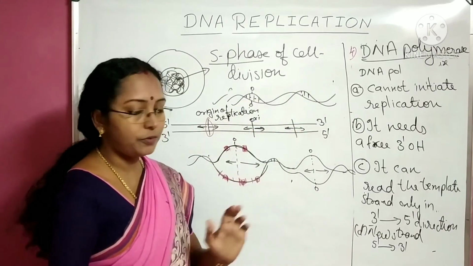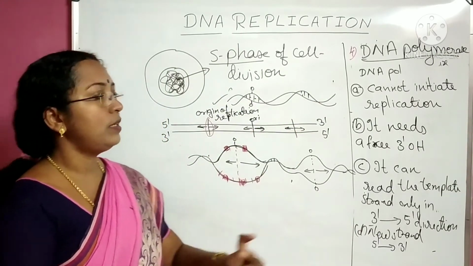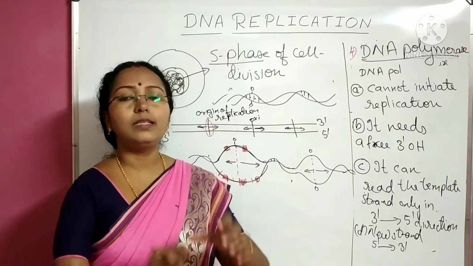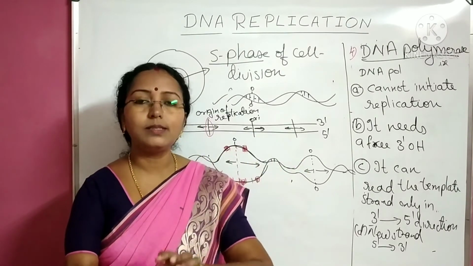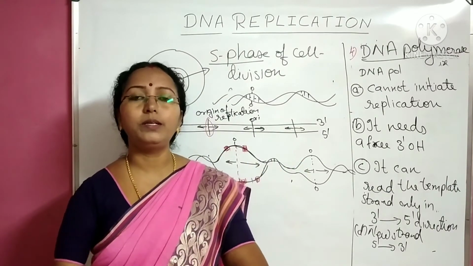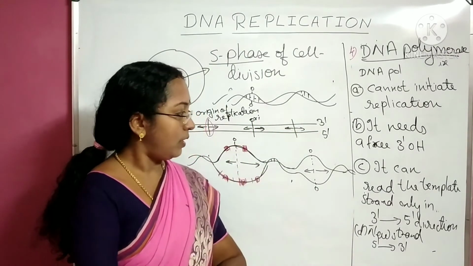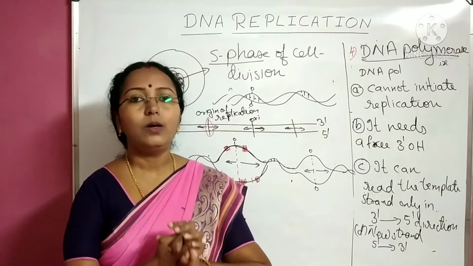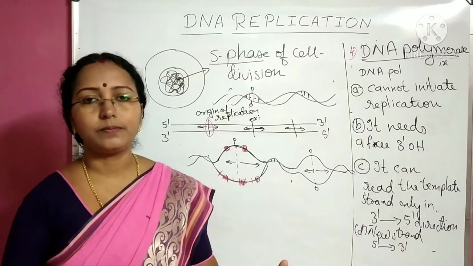So these are some of the features of DNA polymerase. First, it cannot initiate replication. It needs a free 3' OH. Next thing is it can read the template strand only from 3' to 5', and so it is able to synthesize a new strand only from 5' to 3'. So these 4 features you have to keep in mind. Only then you will understand the process of replication.